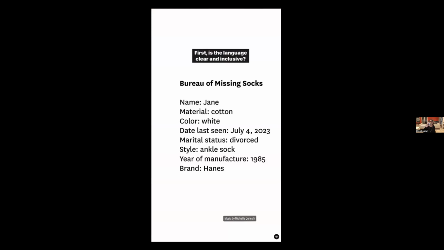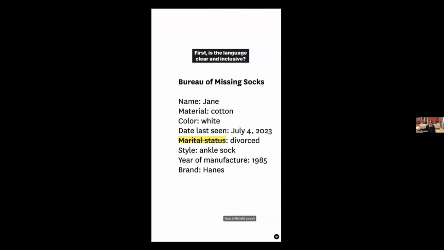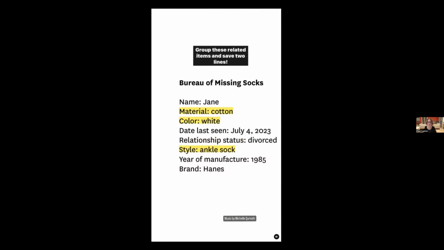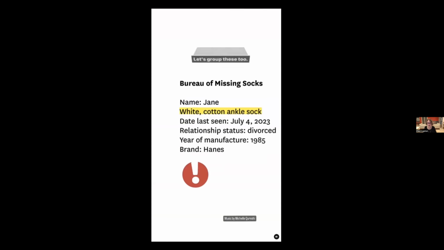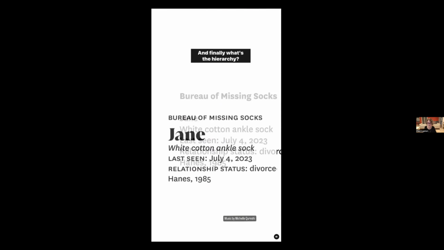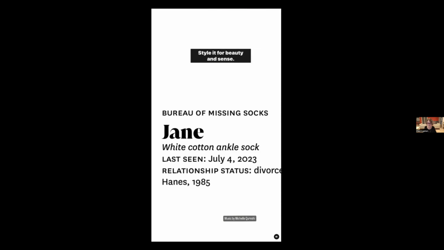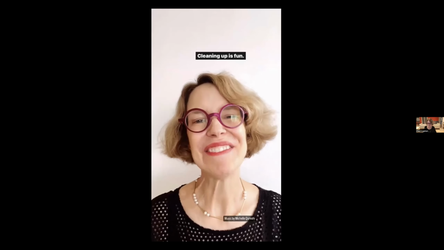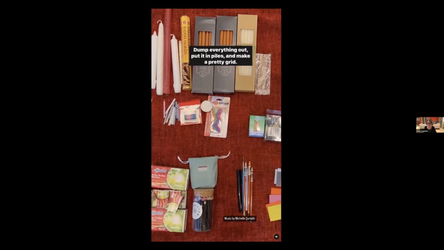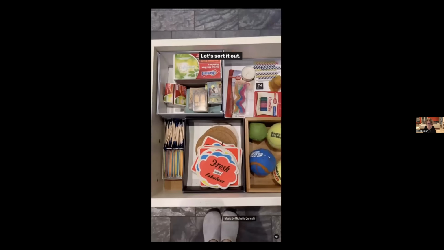Oh no, my content is a mess. First, is the language clear and inclusive? Change marital status to relationship status. Does the order make sense? Group these related items and save 2 lines. Let's group these too. Get rid of redundant words. And finally, what's the hierarchy? Style it for beauty and sense. Cleaning up is fun. Dump everything out, put it in piles, and make a pretty grid. Let's sort it out.